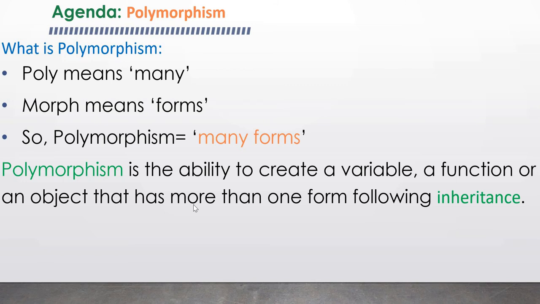If we now define it, polymorphism is the ability to create a variable, a function, or an object that has more than one form following inheritance. So it's the ability to create, for the same variable, same function or object, more than one form following the inheritance process. That's polymorphism. Let's see an example in our VS Code.